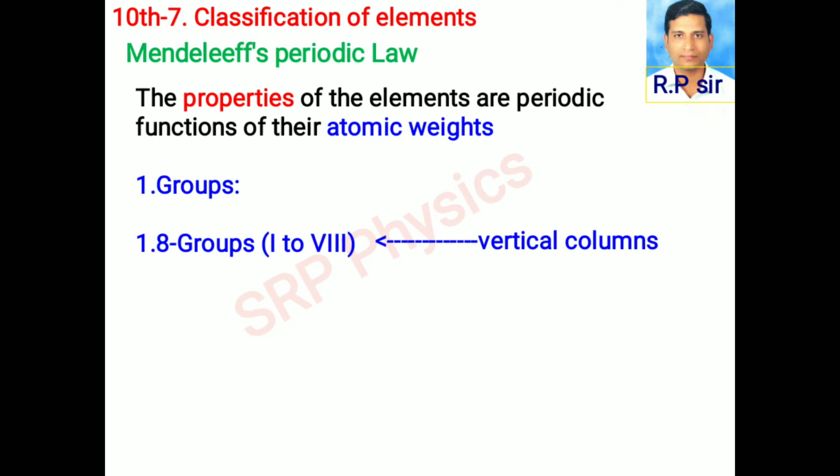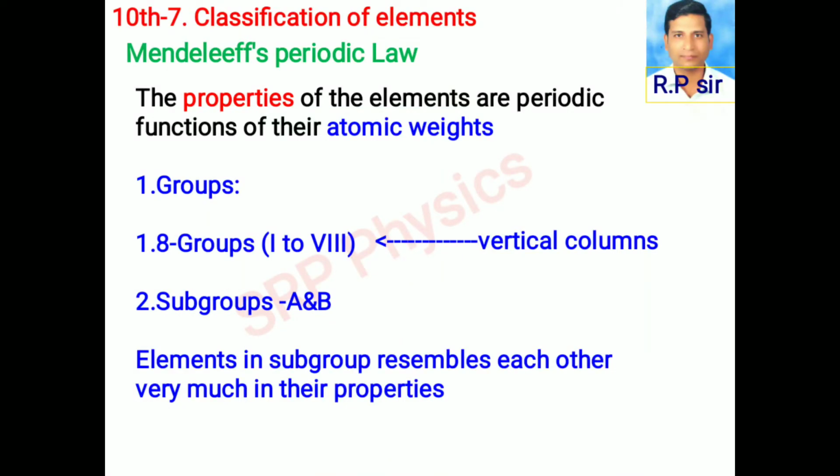There are 8 vertical columns in Mendeleev's periodic table called groups. They are represented by Roman numerals 1 to 8. Each group is divided into 2 subgroups, A and B.